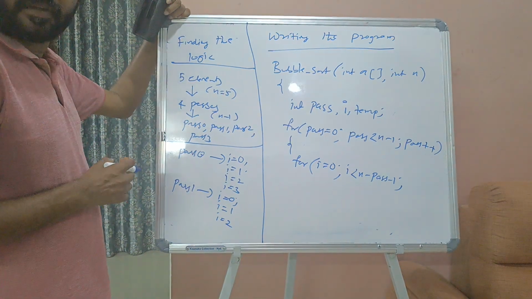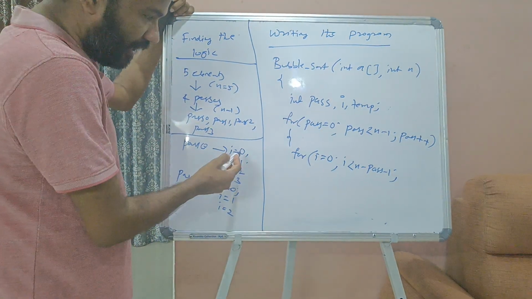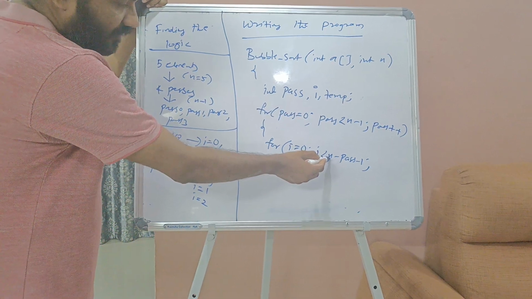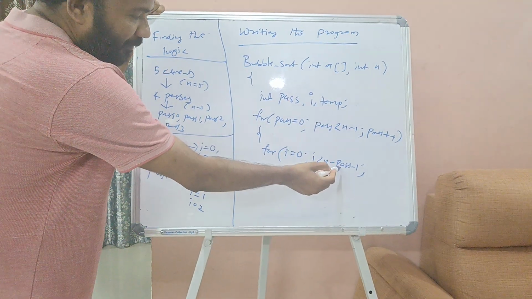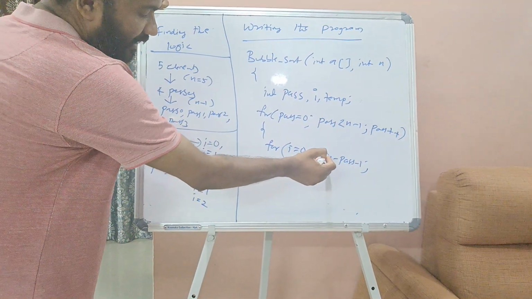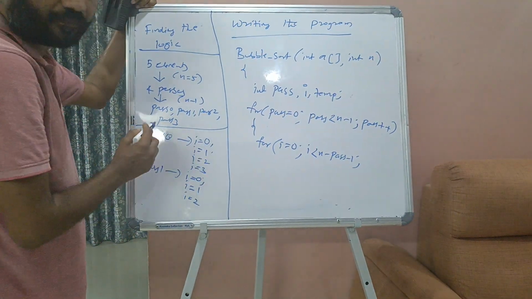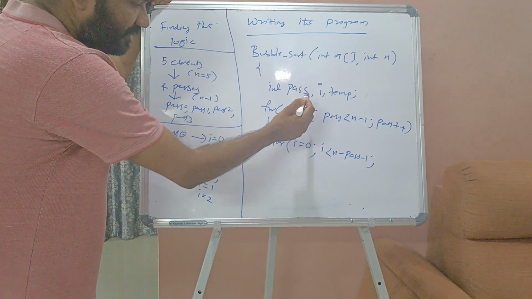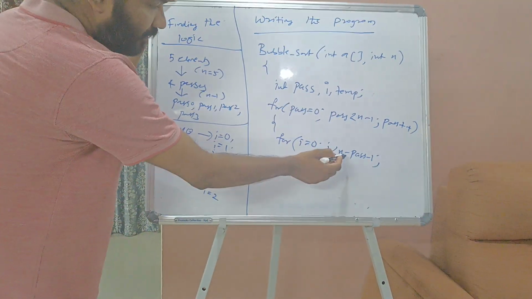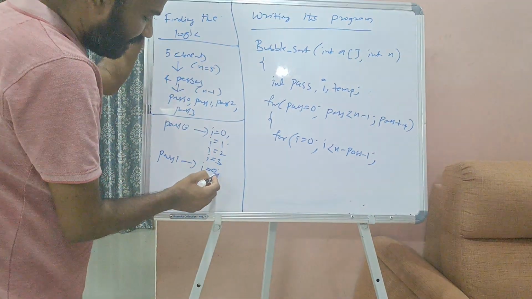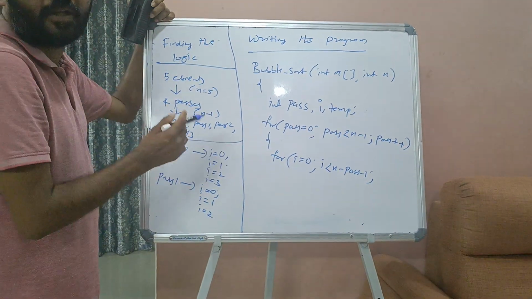Suppose pass 0. Pass 0 means how many iterations are possible? I less than 5, n value is 5, pass is 0, 5 minus 1 minus 0, so I less than 4. Less than 4 means I is 0, 1, 2, 3. Suppose pass is equal to 1, then I is equal to 0, 5 minus 1 minus 1, less than 3. Less than 3 means I is 0, 1, 2, like that.